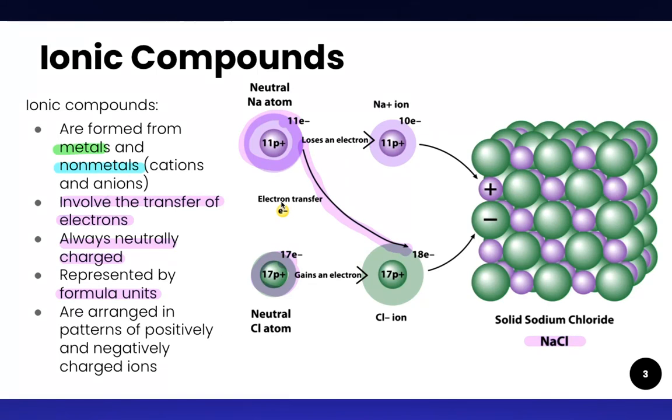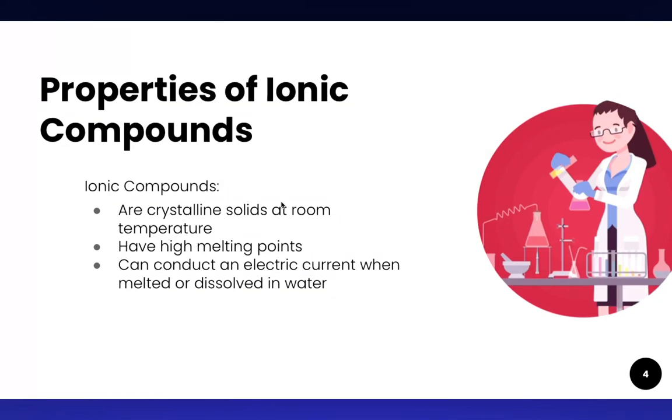but they don't exist as separate sodium chloride units. They are arranged in patterns of positively and negatively charged ions, as shown in the picture here. So you just have a large three-dimensional lattice of positive and negative charged atoms that are all sitting right next to each other. Some properties of ionic compounds: they are crystalline solids at room temperature.